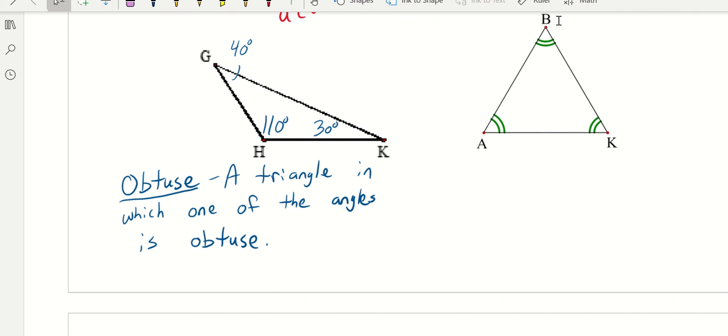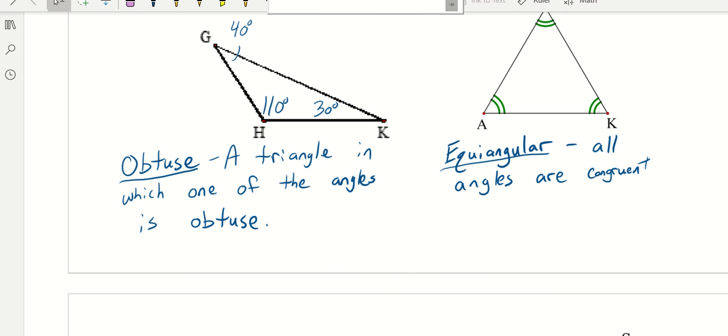Over here on the right, we have a triangle in which all three of the angles are congruent. So angle A, angle B, angle K, they're all congruent to each other. If we're going to classify this by its angles, we're going to call it equiangular. Equiangular, all angles are congruent.